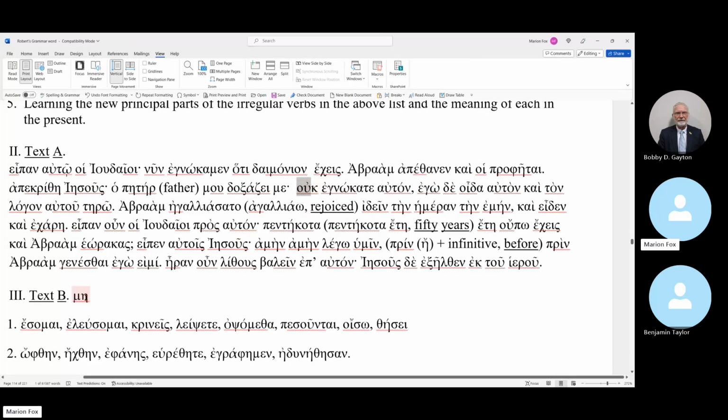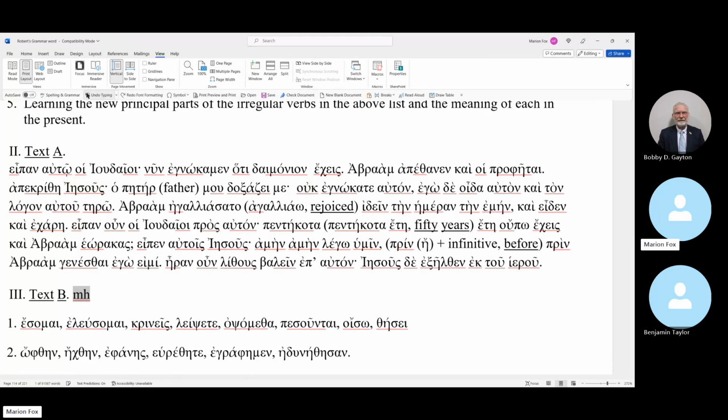And so right here is a conditional negation. And it usually goes with your tenses we hadn't covered yet, or the moods we hadn't covered yet, subjunctive and imperative, whereas ou goes with the indicative mood, almost exclusively. All right, so we don't have a mē in here because we haven't had the tenses for it yet.